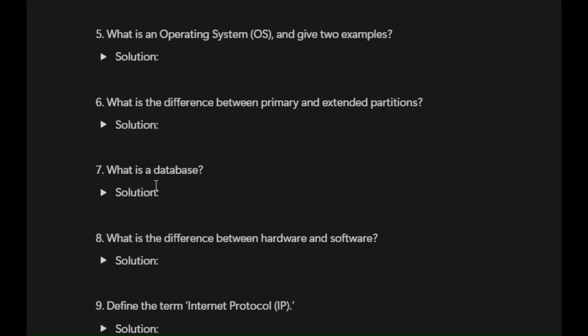Now 5. What is an operating system? And give us 2 examples. First of all, the operating system is a system software that manages computer hardware and software resources and provides common services for the computer programs. We know that Windows is an operating system, macOS is an operating system, Android is an operating system, and we have Linux, for example.